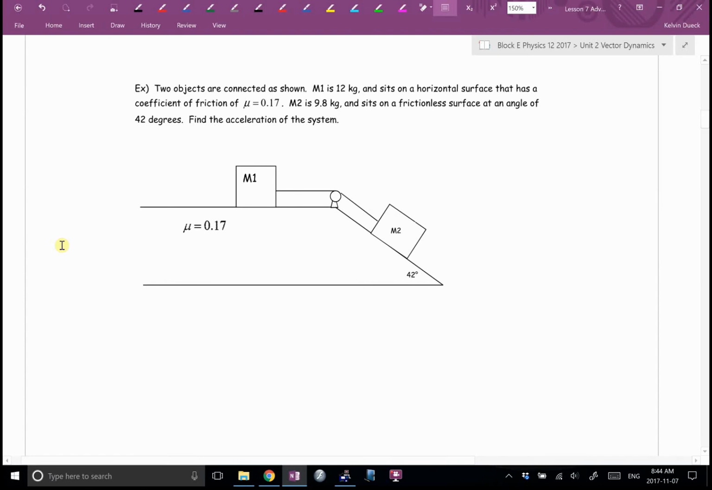Two objects are connected as shown. Mass 1 is 12, and it sits on a horizontal surface that has a coefficient of friction of 0.17. Mass 2 is 9.8 kilograms, and it sits on a frictionless surface. So here, don't write that down, but I guess mu is 0, or maybe it's on wheels or something like that. Find the acceleration. Well, this is a job for free body diagram.